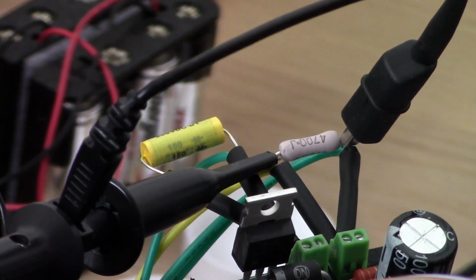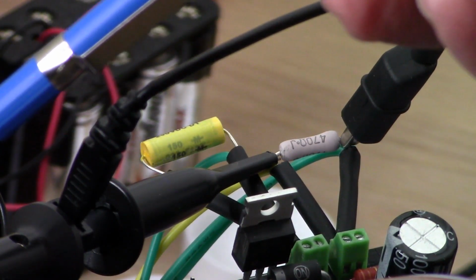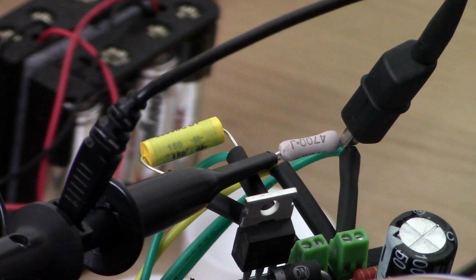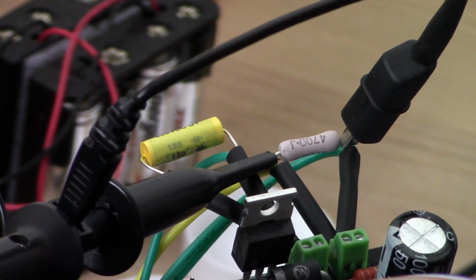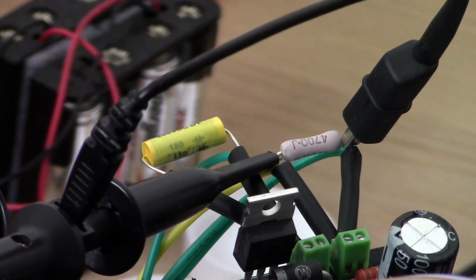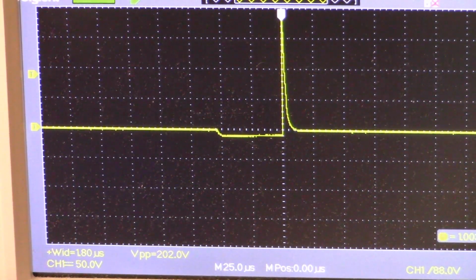All right, so here we are. You can see I have my channel 1 scope probe across the damping resistor, right? Ground side is right here. And now let's take a look at the scope and see what that flyback looks like. Okay, there's a good shot of the flyback signal. And now we'll continue on and take a look at the preamp.